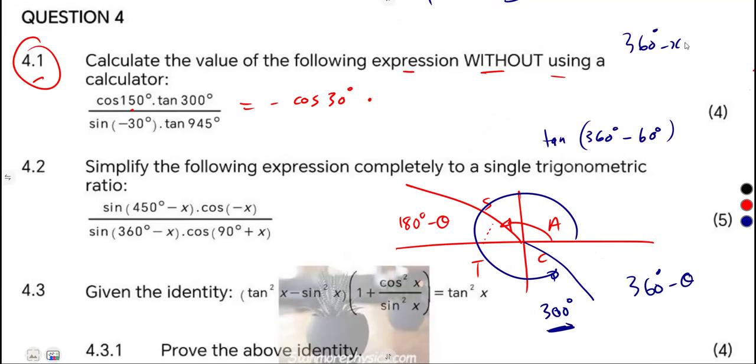360 degrees minus x is equal to 300. So what is the value of x? That's what I'm trying to say. All right. So our x is going to be what? 60 degrees. But tan is what? Negative in this quadrant. Tan is negative. So that's negative tan of what? The acute angle, 60 degrees.